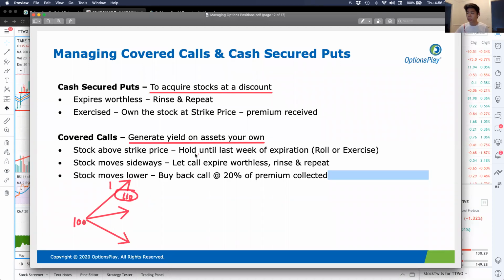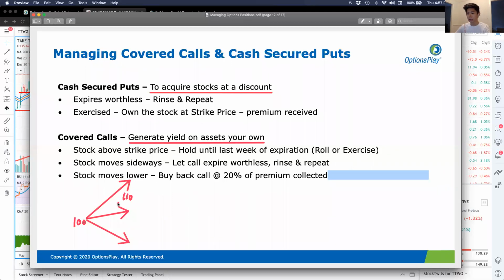But the reason that we tell you to wait until the last week is because if the stock makes a big move higher, 3 weeks or 4 weeks before expiration, guess what? It can also move back down 2 weeks later. So don't lock yourself into a loss on a covered call because you're panicking because you see this large unrealized loss on your short call. So if the stock makes a big move, wait until the last week before you decide whether you want to roll that covered call or exercise that call.